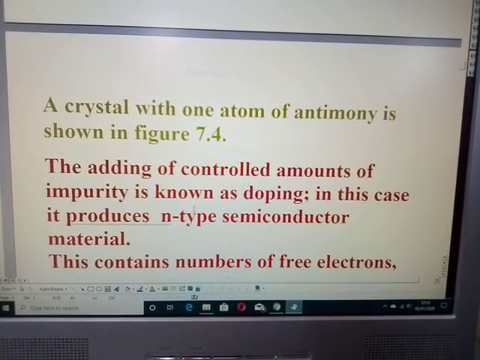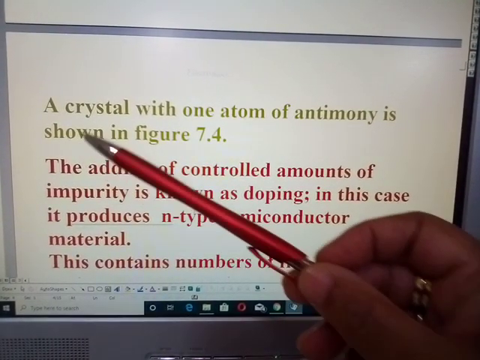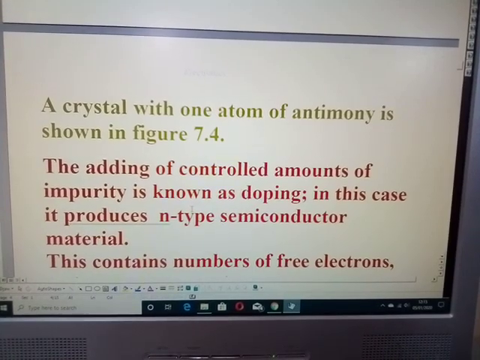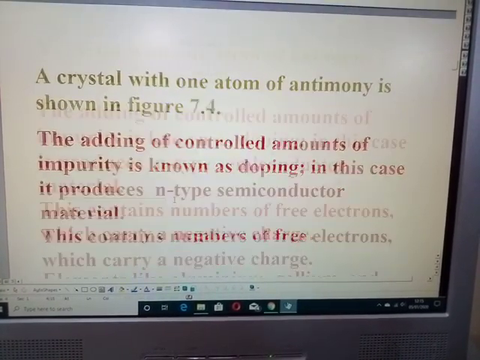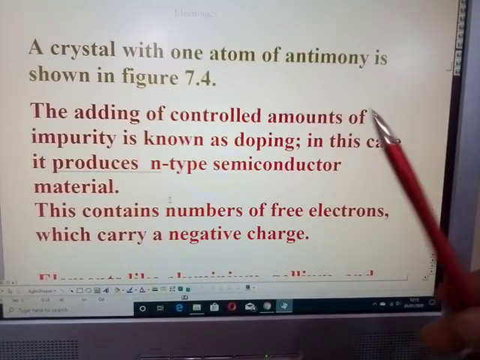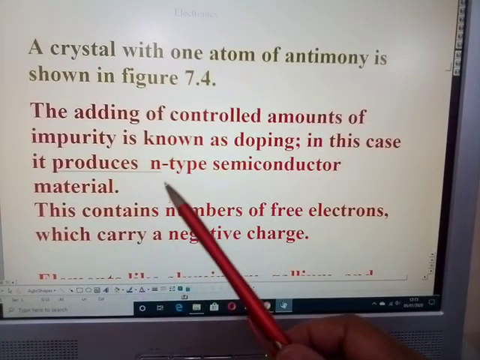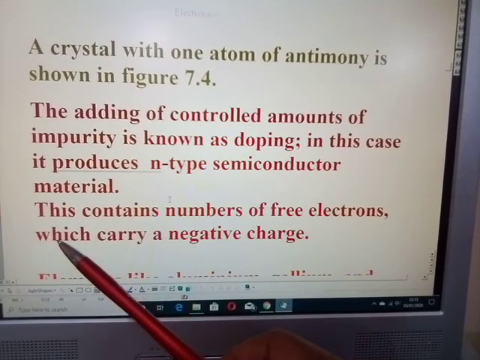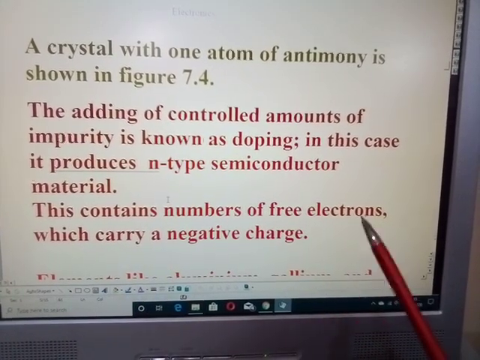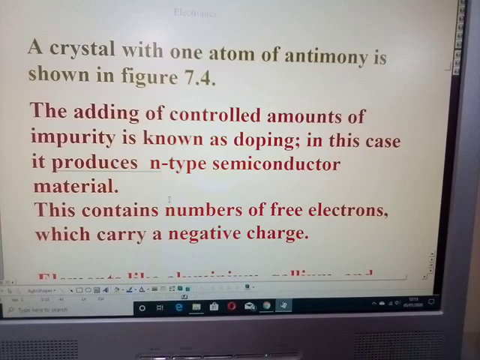A crystal with 1 atom of antimony is shown in figure 7.4. The adding of controlled amounts of impurity is known as doping. In this case, it produces N-type semiconductor material. This contains numbers of free electrons which carry a negative charge.